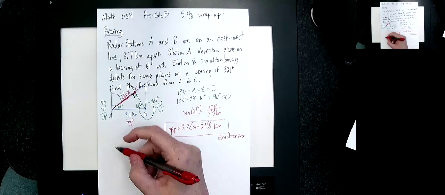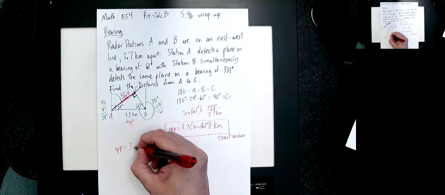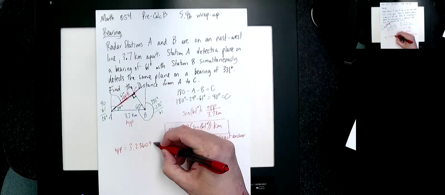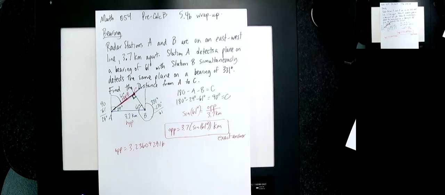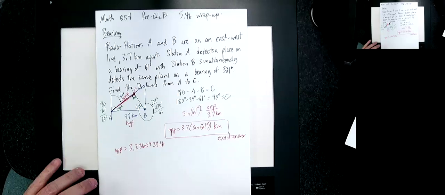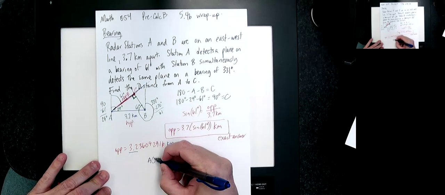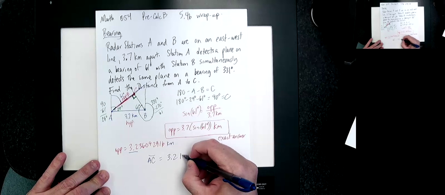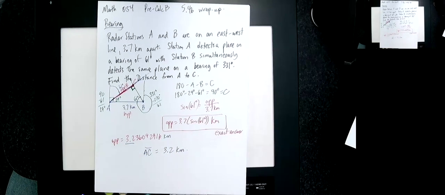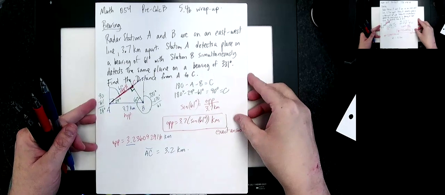I'm getting opposite equals 3.236092916. It looks like the smallest number of sig figs we have is 2, so we'll use 2 sig figs. That's in kilometers. So A to C is 3.2 kilometers. That's the first example I wanted to do. All right, let's take a look at another one.